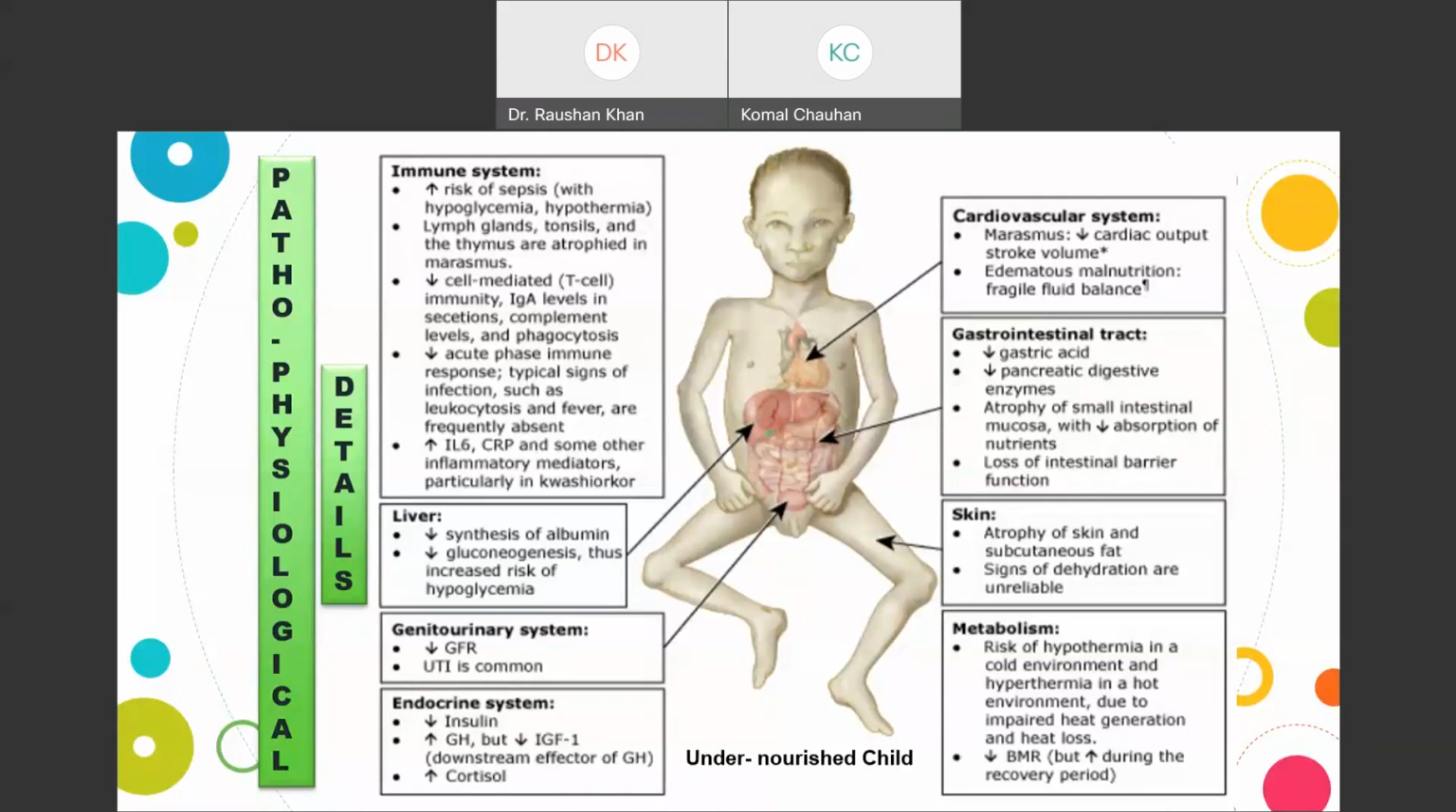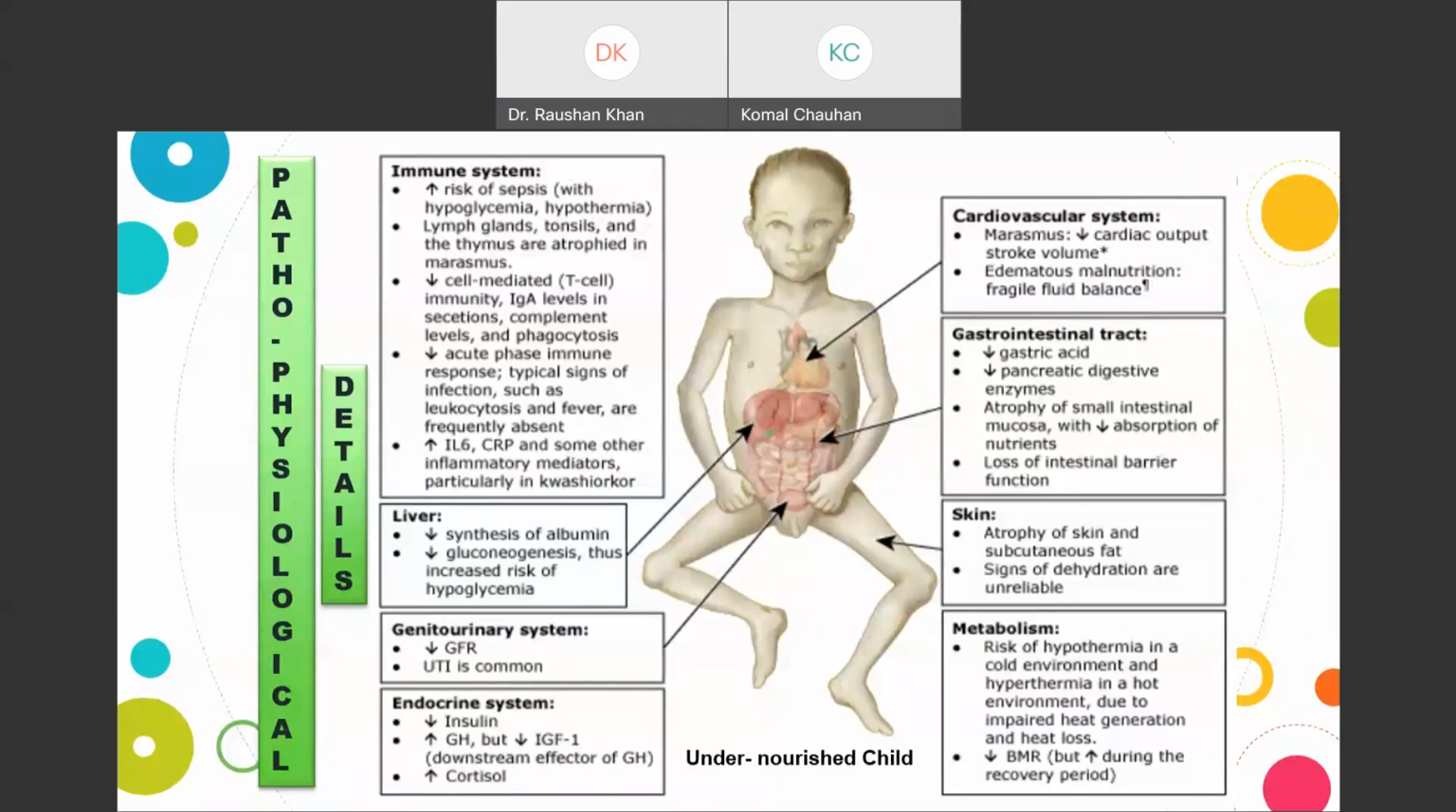Decreased cell mediated immunity, like T cell immunity, will decrease, and IgA levels in secretions. Competent levels. Phagocytosis is decreased, and the acute phase immune response is decreased. Typical signs of infections such as leukocytosis and fever are frequently absent.